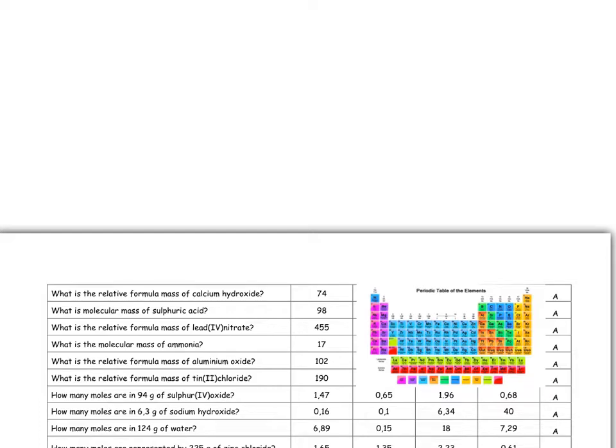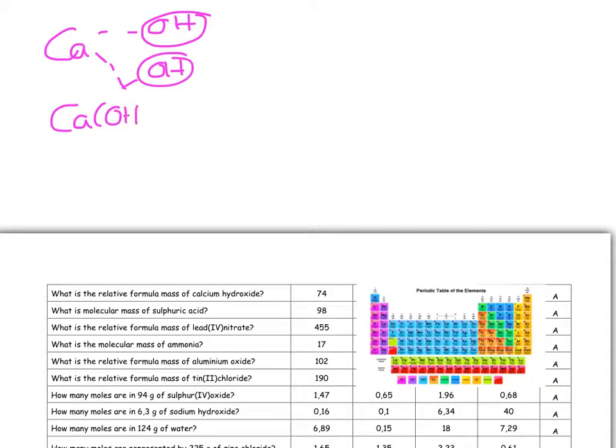Right, firstly, what is the relative formula mass of calcium hydroxide? Well, you need to know what calcium hydroxide is first. So calcium has two arms. Hydroxide is a polyatomic group with one arm. So you're going to join those up, and you're going to get Ca(OH)2.